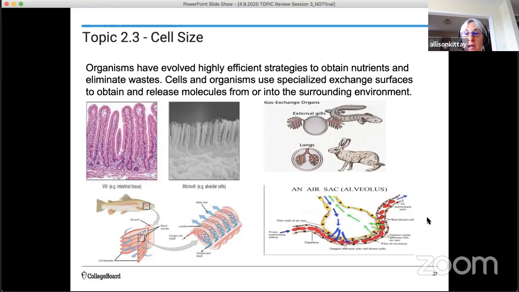And another fun fact for you, the surface area of your lungs for gas exchange of oxygen and carbon dioxide is roughly equal to the surface area of a tennis court. So that's kind of an amazing fun fact.